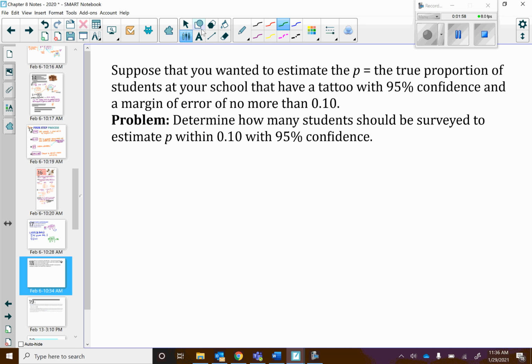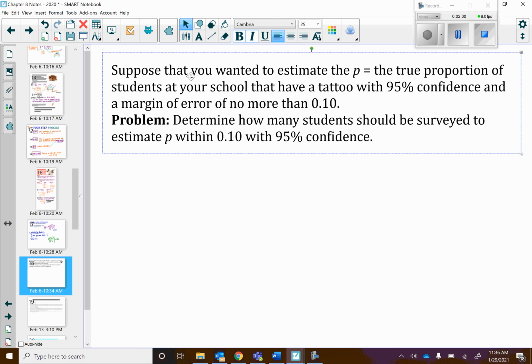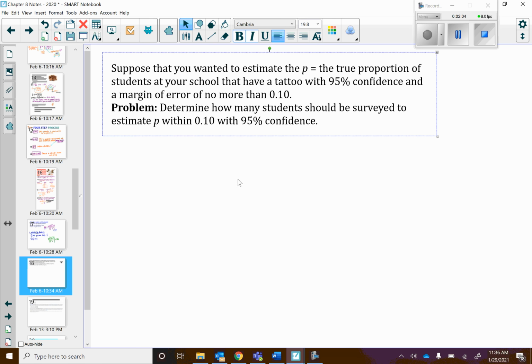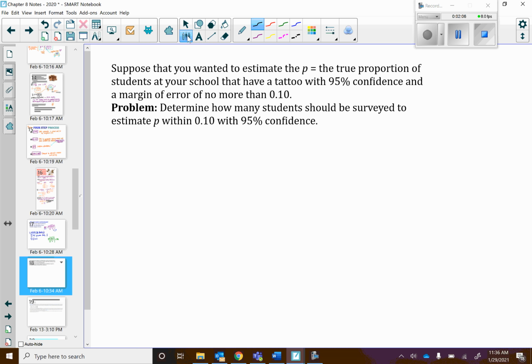Suppose you wanted to estimate p, the true proportion of students at your school that have a tattoo with 95% confidence. I'm actually kind of interested in this. With a margin of error of no more than 0.10. I don't want to be more than 10% above or below my guess. So determine how many students should be surveyed to estimate p within 10% with 95% confidence. I know that I need to set up the following inequality.